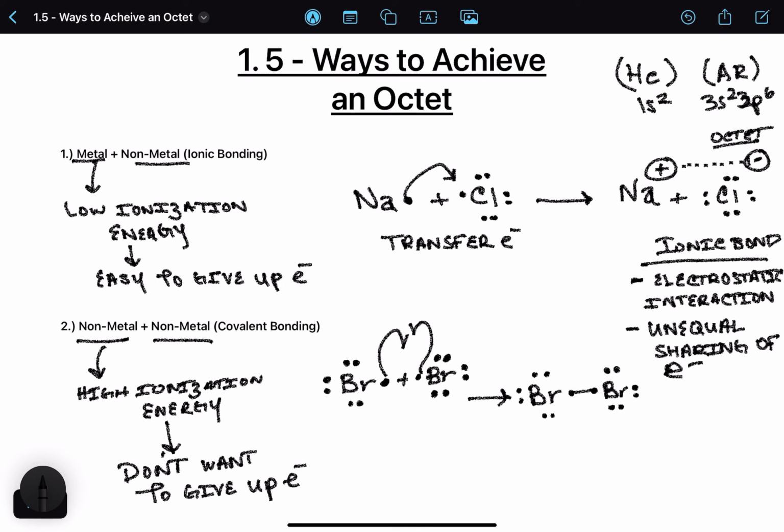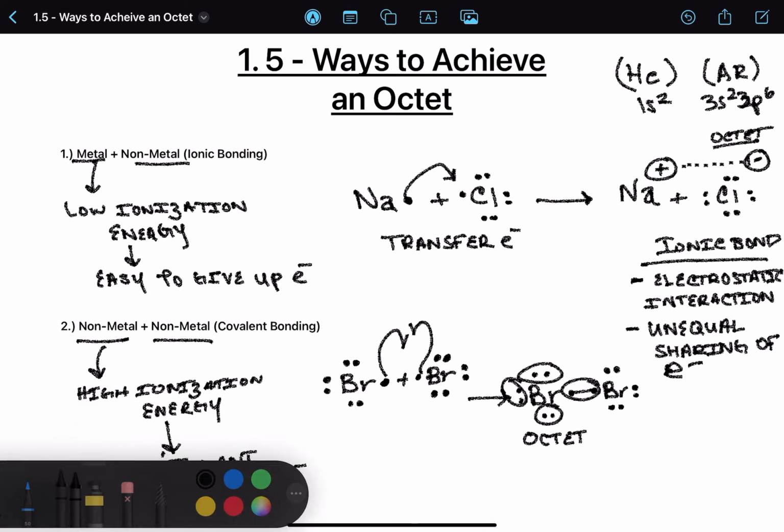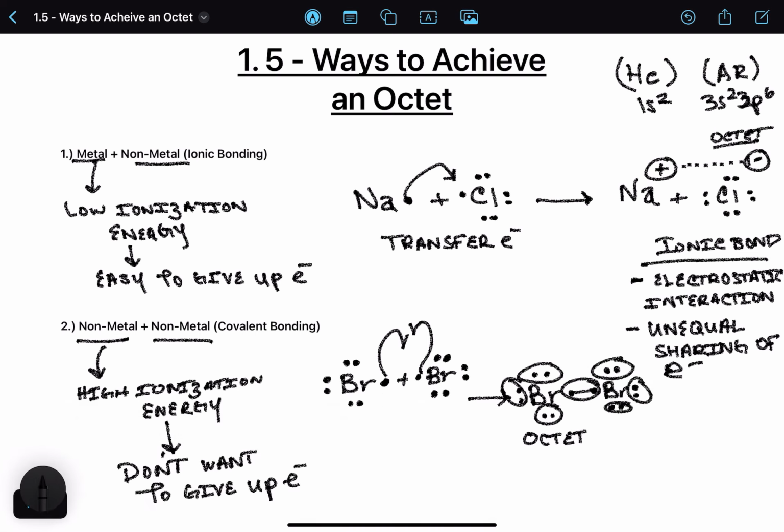And so this bond actually counts as 2 electrons for each of the atoms. So if we do the counting of the valence electrons, we'll have 2, 4, 6, and then that bond counts as 8 for that first bromine. So it achieves an octet. The second bromine, again, we'll do the counting. It has 2, 4, 6, and that bond would count as the 8 electrons it needs to achieve an octet. And so both these atoms are happy because both of them have octets.